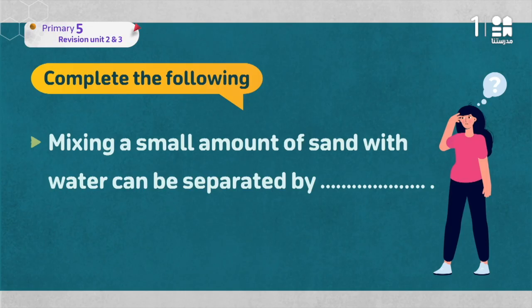Mixing a small amount of sand with water can be separated by. We have sand and water, and we formed the mixture by shaking. How do we separate them? Sand and water, the sand is an insoluble substance. So which method do we use to separate the insoluble substance from the solvent? Yes, the filtration process.